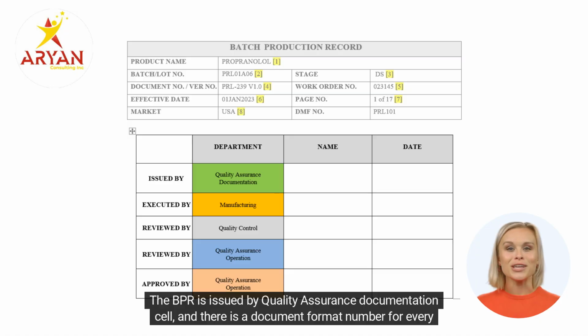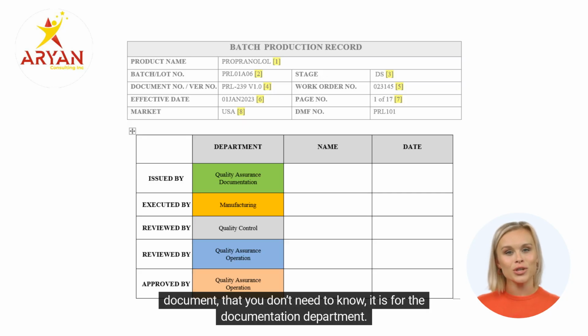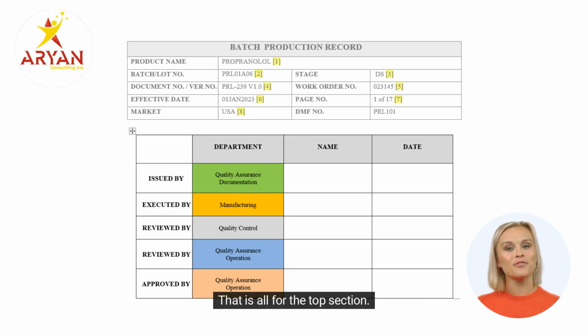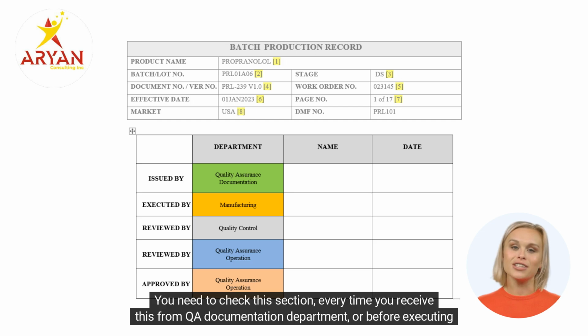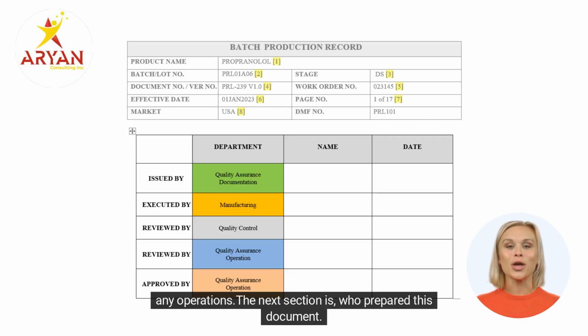The BPR is issued by Quality Assurance Documentation Cell, and there is a document format number for every document that you don't need to know. It is for the documentation department. That is all for the top section. You need to check this section every time you receive this from the QA documentation department or before executing any operations.